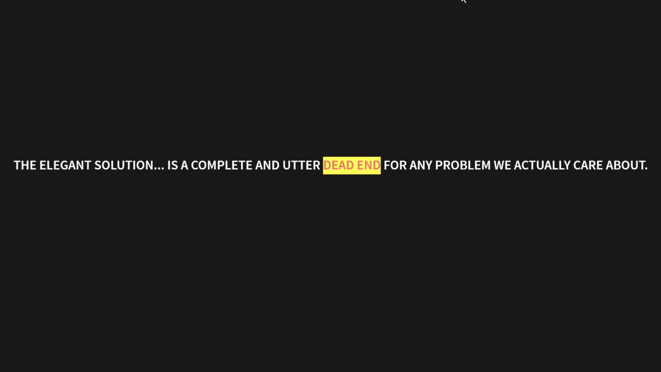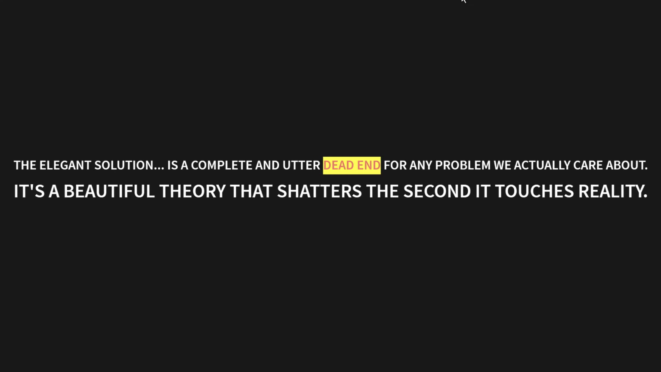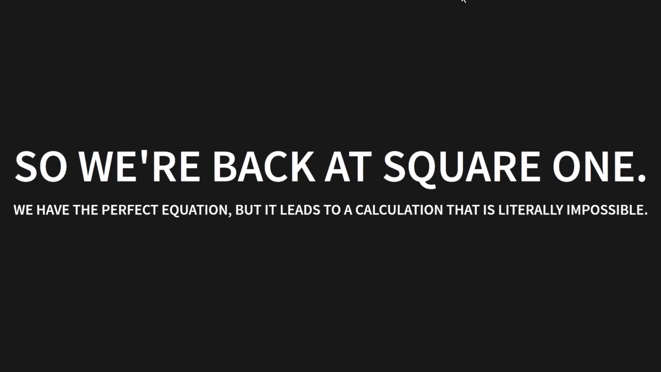The elegant solution, the one that works so perfectly for our little grid, is a complete and utter dead end for any problem we actually care about. It's a beautiful theory that shatters the second it touches reality. So we're back at square one. We have the perfect equation that describes the physics of value, but it leads to a calculation that is literally impossible. So how does any AI actually do this?